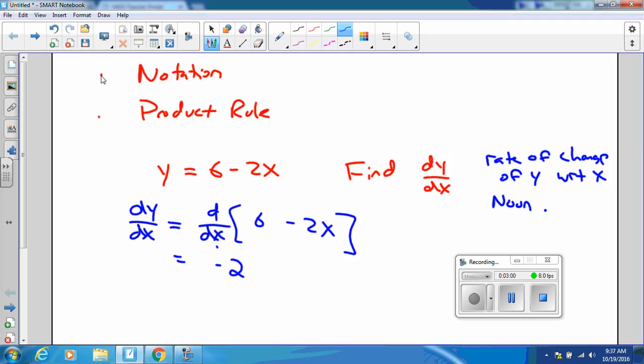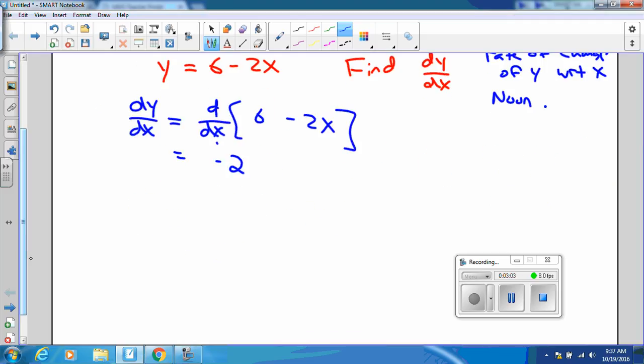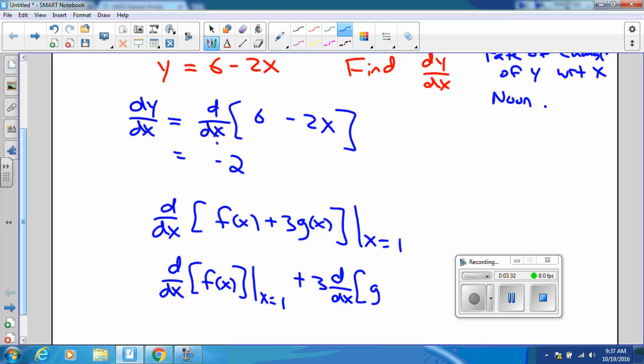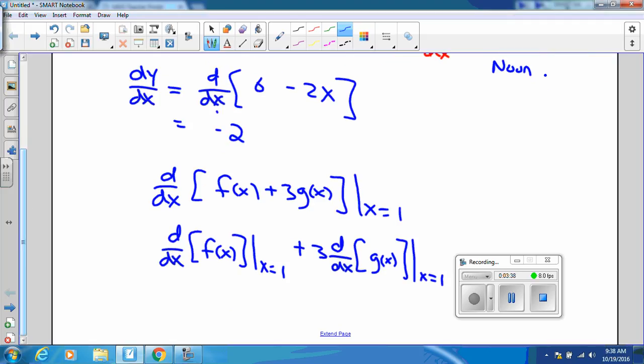How does that work out when we differentiate an unknown function? So for example, if I have the derivative of f of x plus 3g of x at x equals 1, well, if I appeal to the sum rule and constant multiple rules, then I can immediately write that as d/dx of f of x, still evaluated at x equals 1, plus 3 times the derivative of g of x, still evaluated at x equals 1.